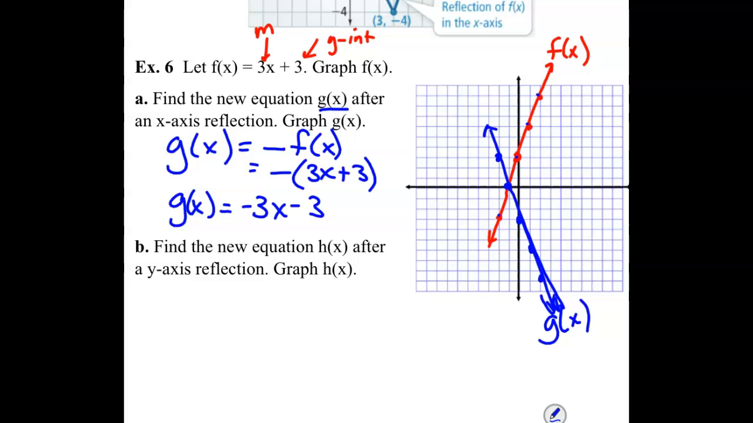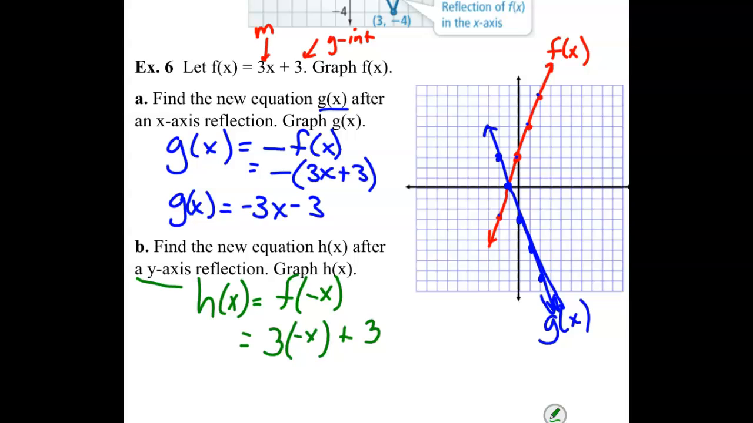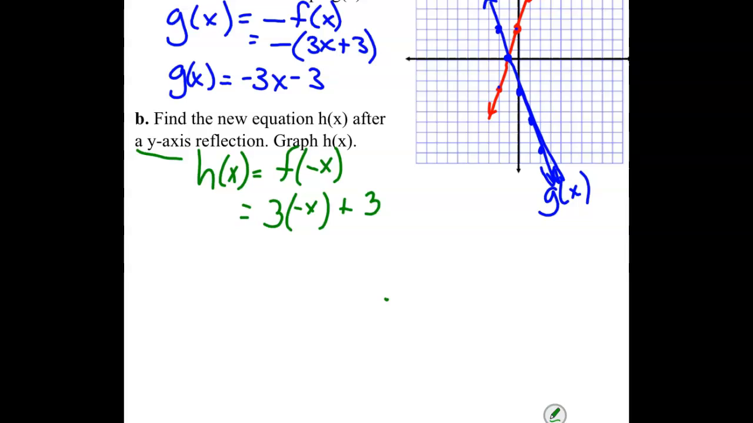Okay? The last one here, we want to reflect over the y-axis, so which variable is going to change? Just the x. So h of x, this new one, is going to be the original function, but I'm going to change all my x values. Okay? So wherever there was an x, I'm going to substitute a -x. In my function, I had 3x plus 3. Now I'm going to have 3 times -x plus 3. Simplifying, we have h of x equals -3x plus 3.